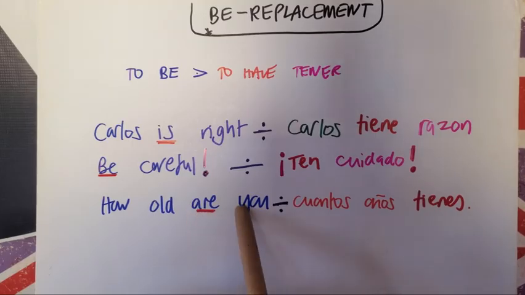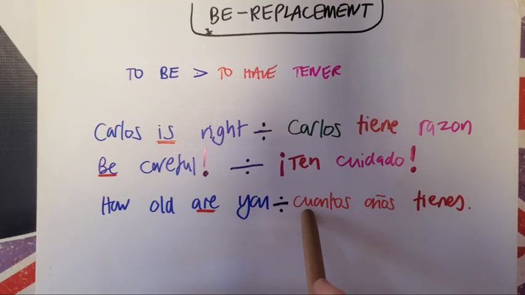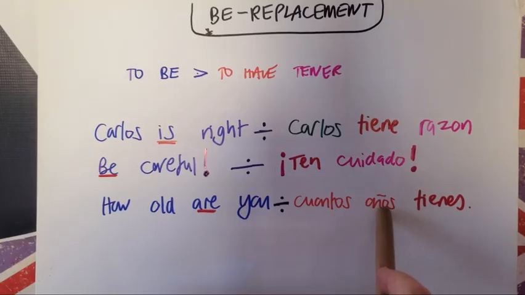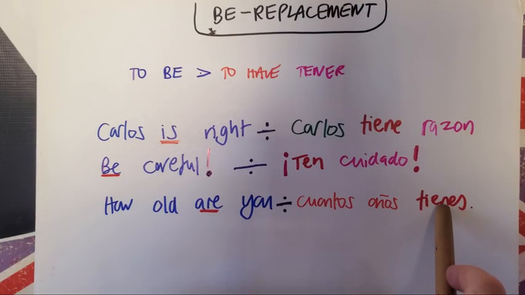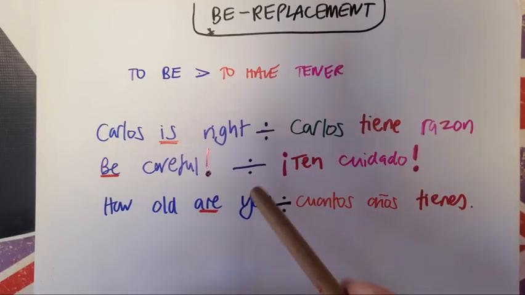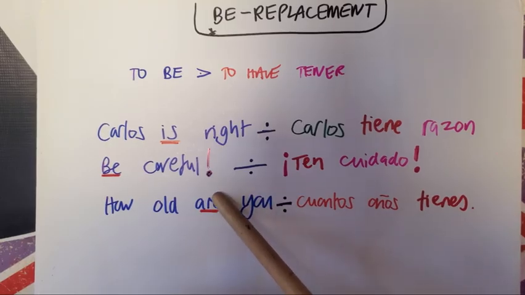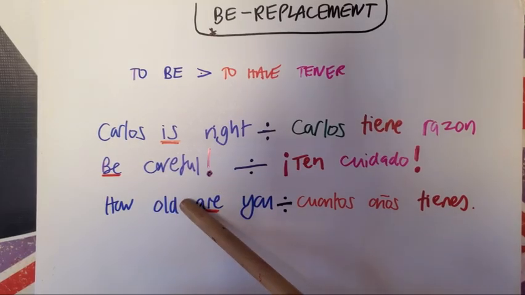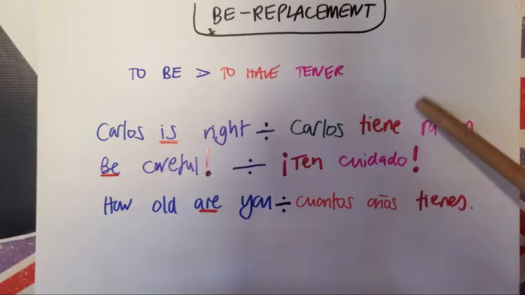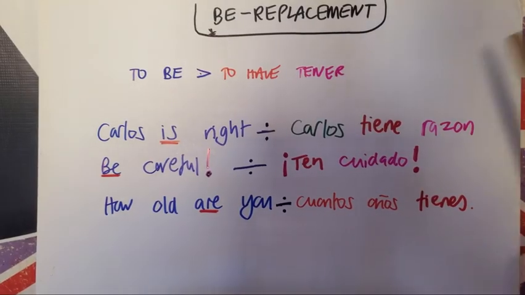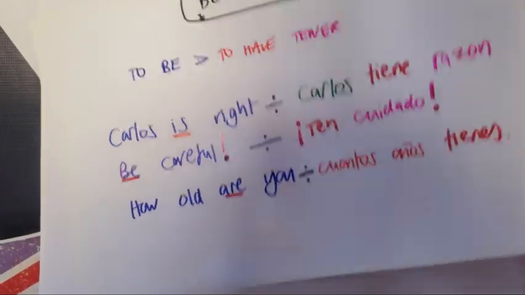How old are you in English? They will say, how many years do you have? So often we translate the verb to be in English, I am, you are, he is, and they translate with have, the form of tener. It's called be replacement.